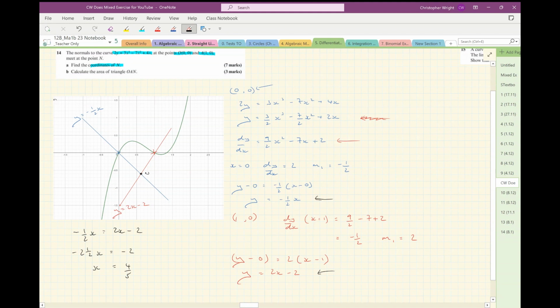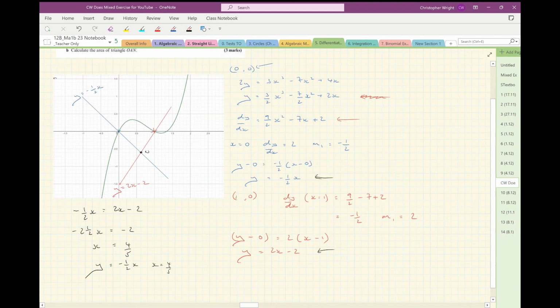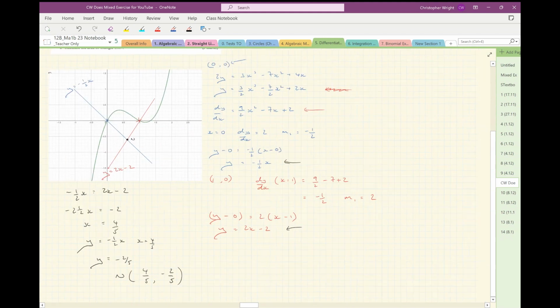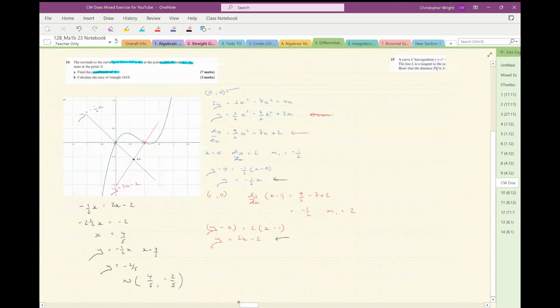So now I need to find the y coordinate. So I shall simply substitute into one of my equations. I'm going to substitute into this equation here, x equals 4/5, which tells me that y will equal minus 2/5. So my point of intersection, the point N, has coordinates 4/5, comma, minus 2/5. And that is part A complete.